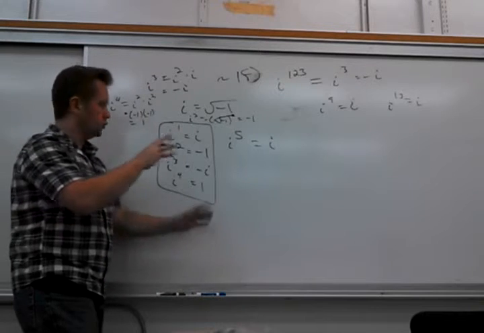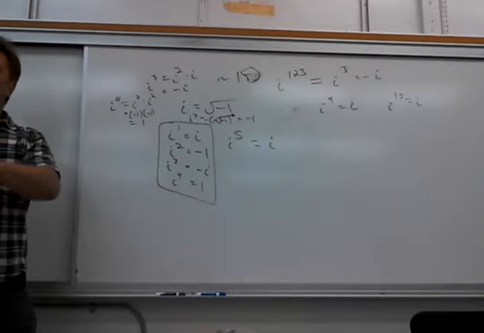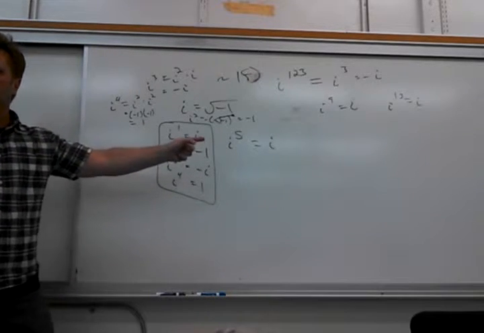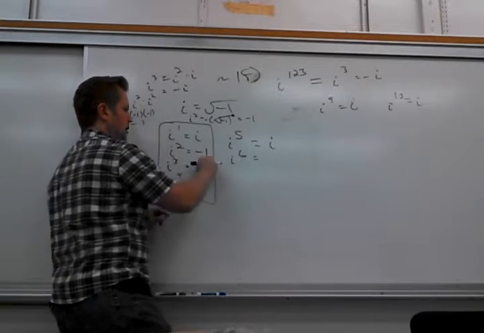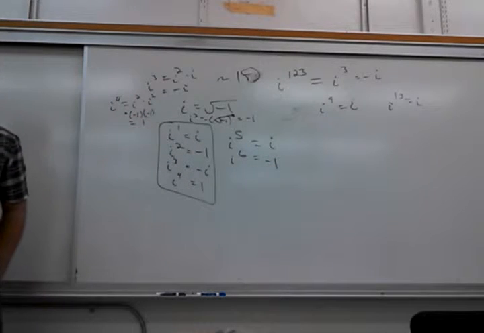The remainder is 1. But don't even bring that into play yet. I'm not even talking about that yet. So the remainder idea comes from just noticing this pattern. Every 4, it starts over again at 1. So i to the 6th will be negative 1 again, because it's going to be i times i squared, which is negative 1.